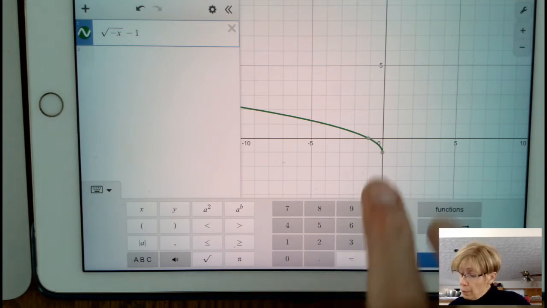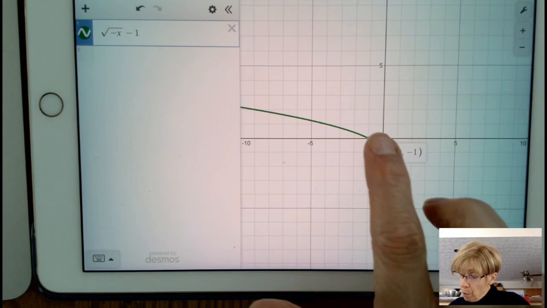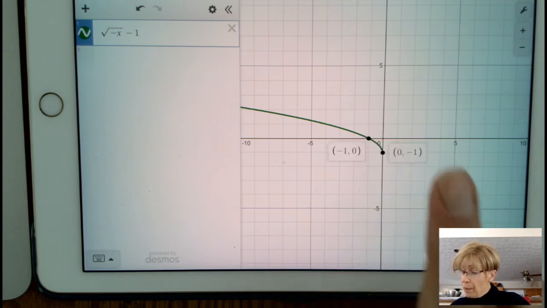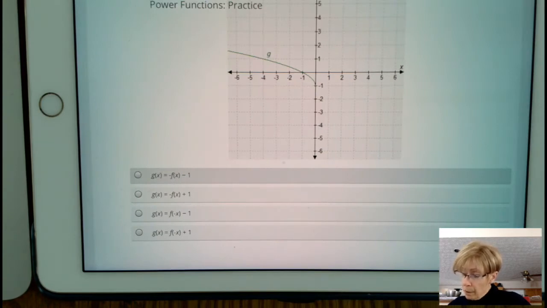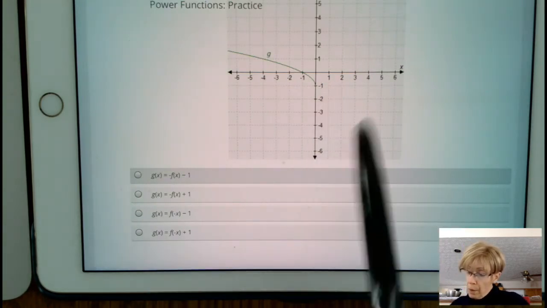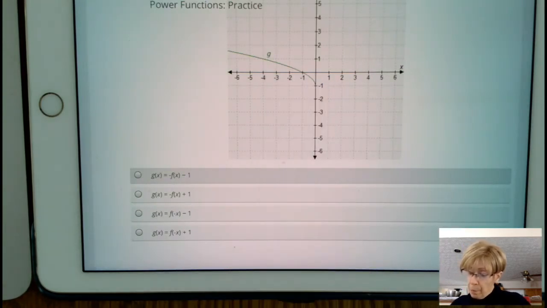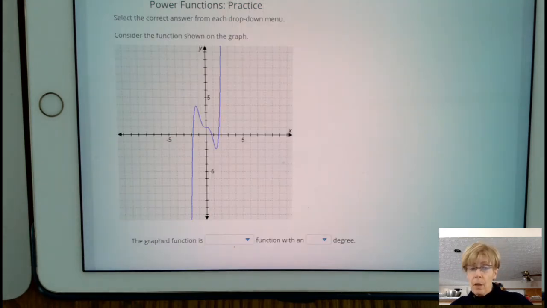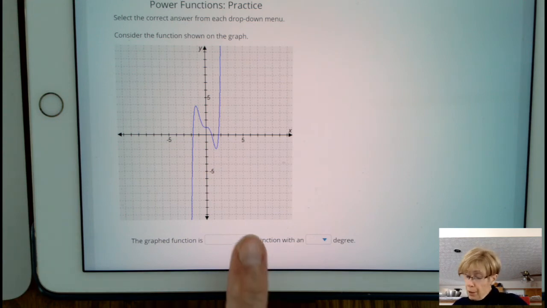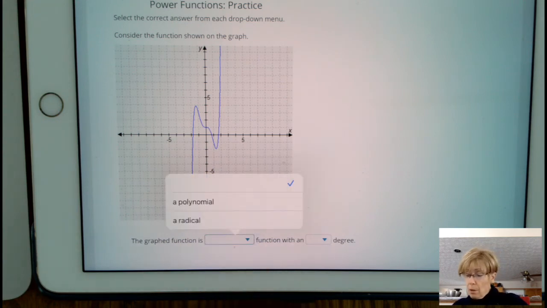Next problem says consider the function shown on the graph. And we've got two drop-down boxes. It says the graphed function is, and then a function of even degree or odd degree. Well, because one end of the graph is going downward and the other end is going upward, because they are going in opposite directions, that is an odd degree.